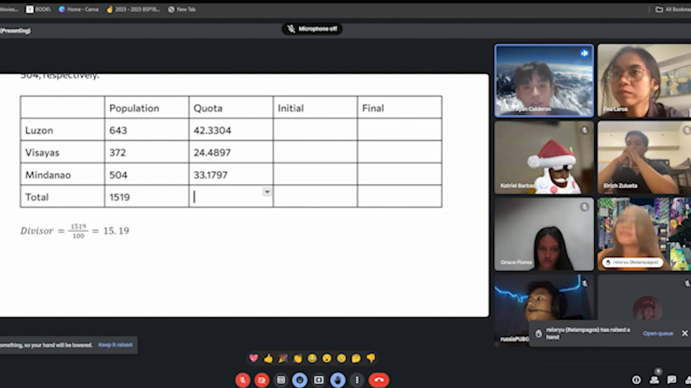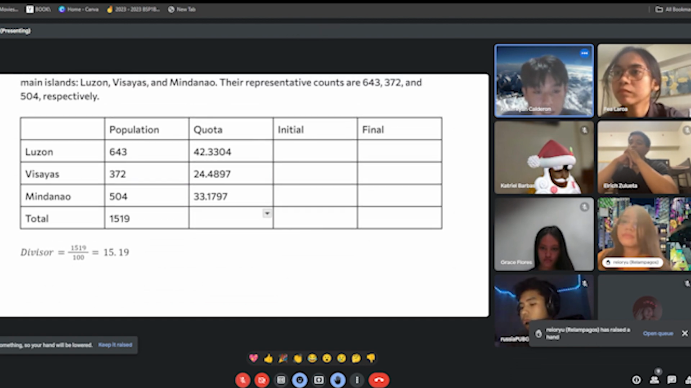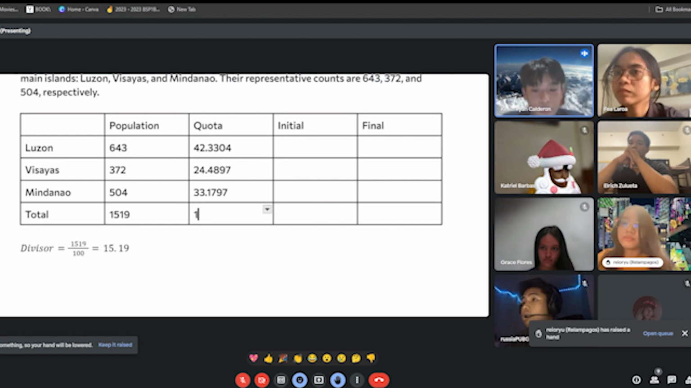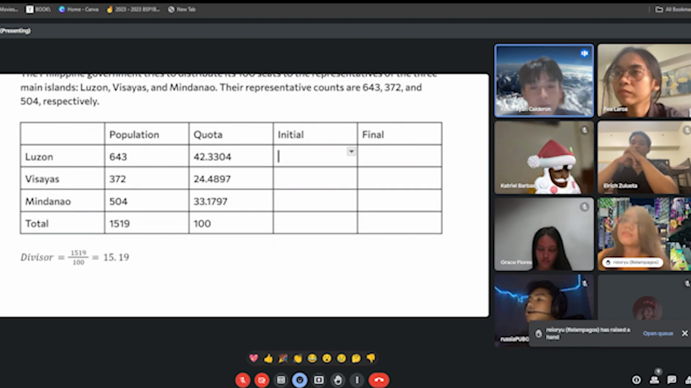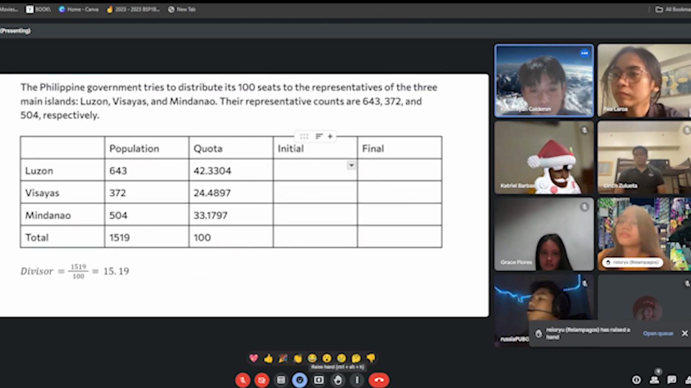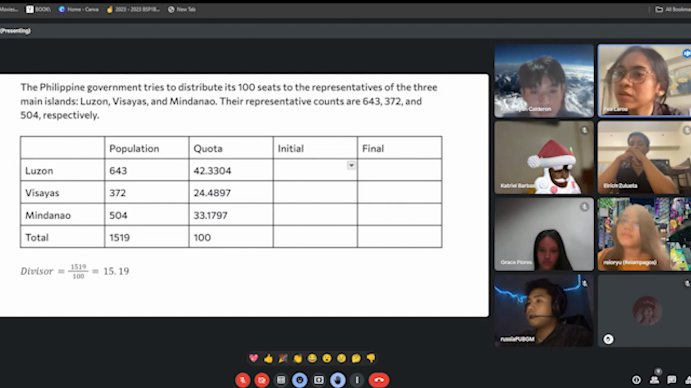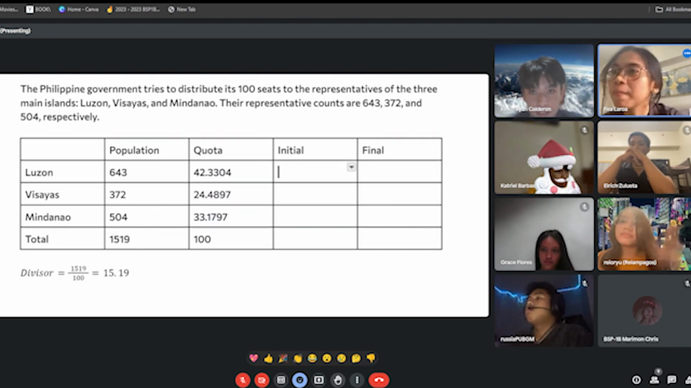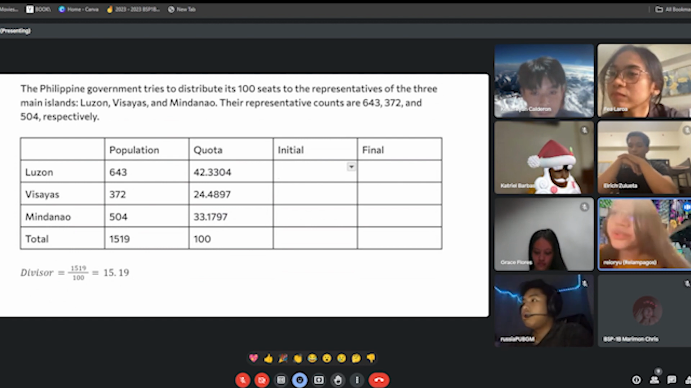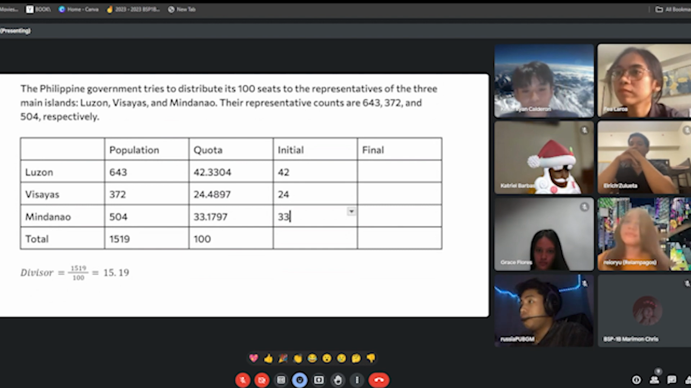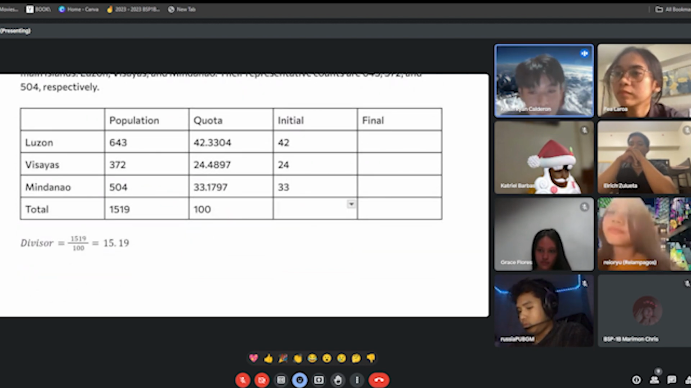Good. So if we add all of this, we will get a total number of approximately 100. So for the initial column, what we will do is to remove the decimal parts of each quota. So who can give me the whole value of each? I saw Miss Carmel raising her hand since earlier. It is 42, 24, and 33 respectively. Good. So if we add 42, 24, and 33, we'll only get 99.